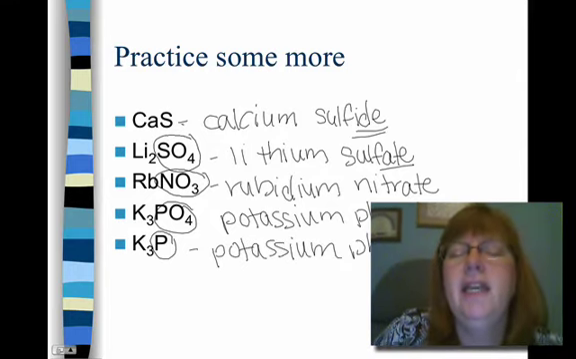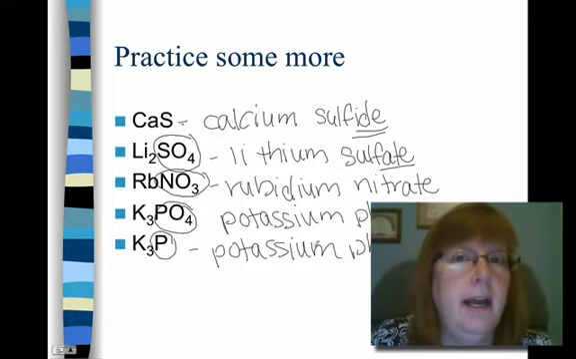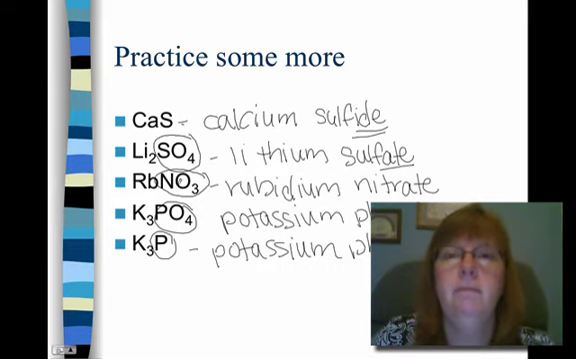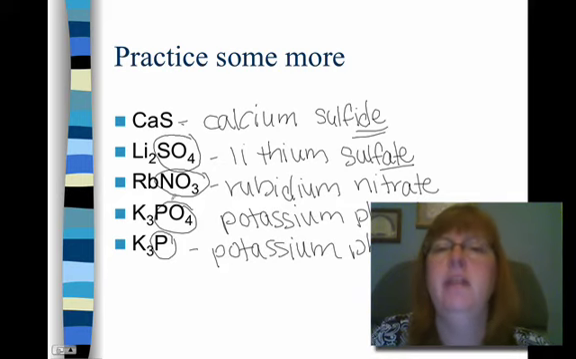So I think the key is recognizing the polyatomic ions. So when you see SO4, say, woo, sulfate, nitrate, phosphate. Okay, recognizing them. All right, here we go.